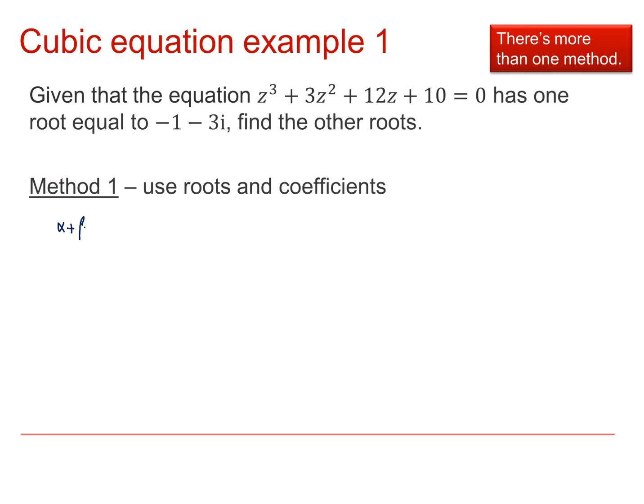So, the sum of the roots, alpha plus beta plus gamma, is equal to minus 1 minus 3i plus minus 1 plus 3i plus gamma. That means that minus 2 plus gamma is the sum of the roots, which we can see from the equation is equal to minus b over a, that's minus 3 over 1, or minus 3. So that means that gamma is equal to minus 1.